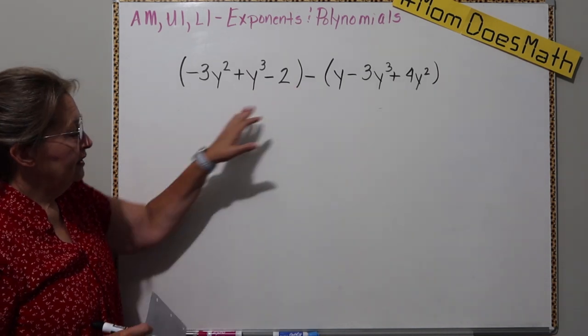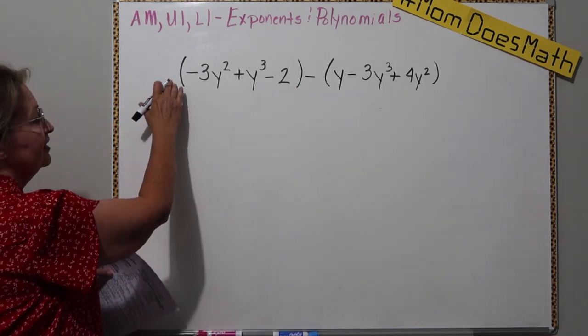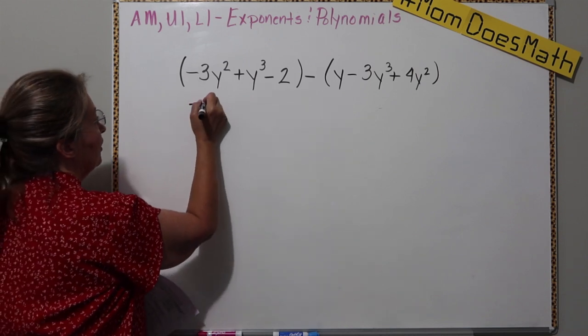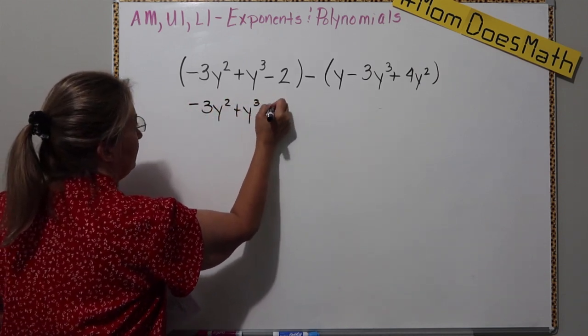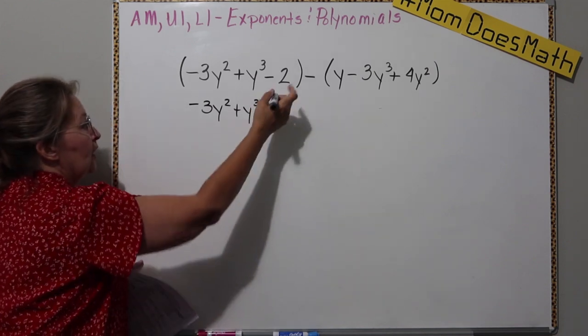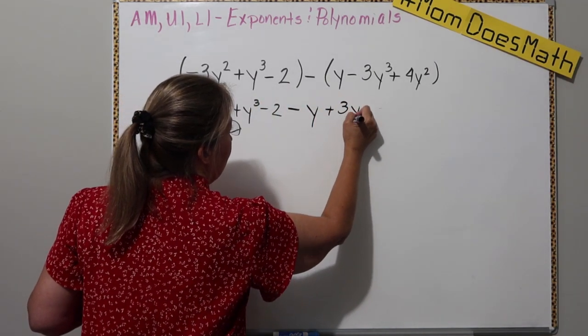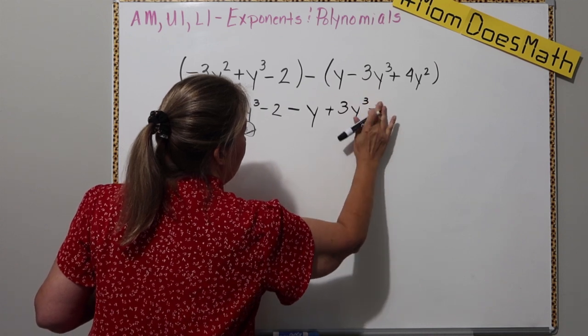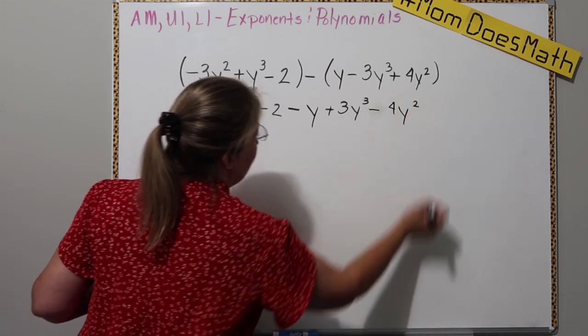It is subtracted. Alright, now we need to get rid of the parentheses. So the first one, it's positive out here, so we're not going to have to change any of this. But this is going to change everything in this one. It's going to make it the opposite of what it already is.